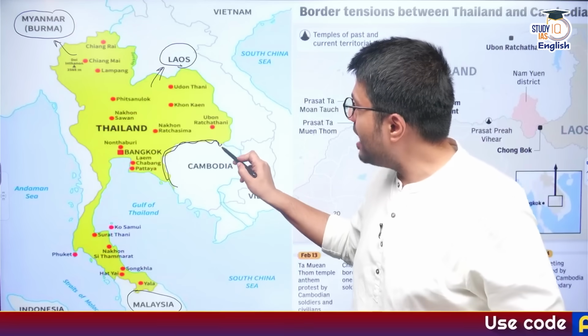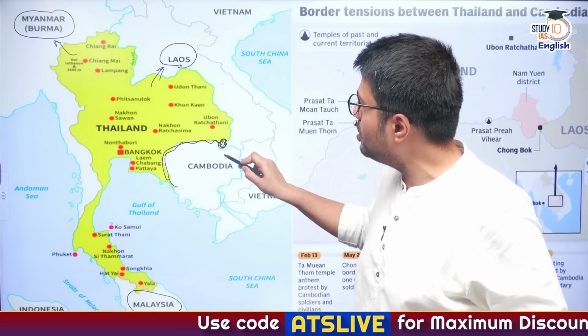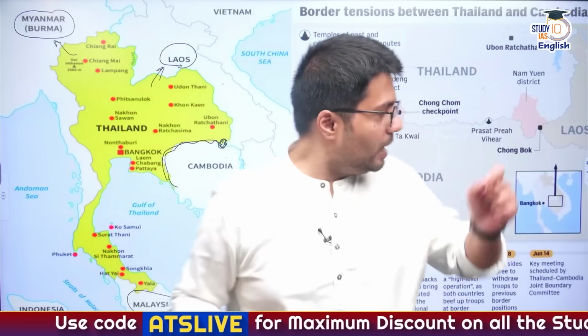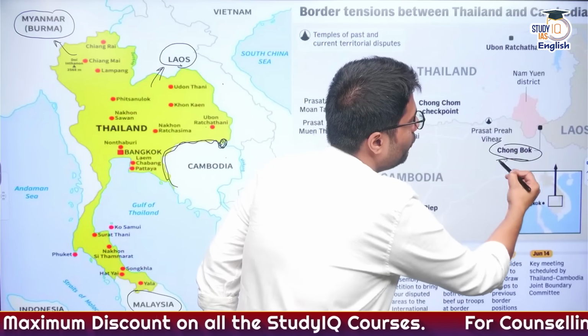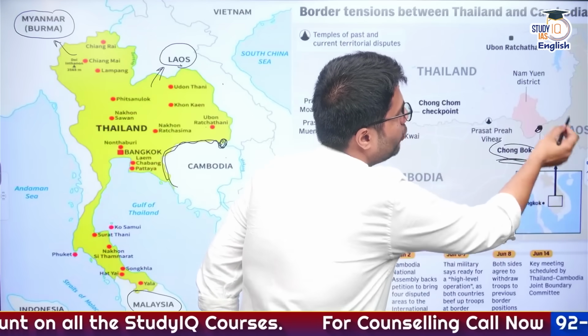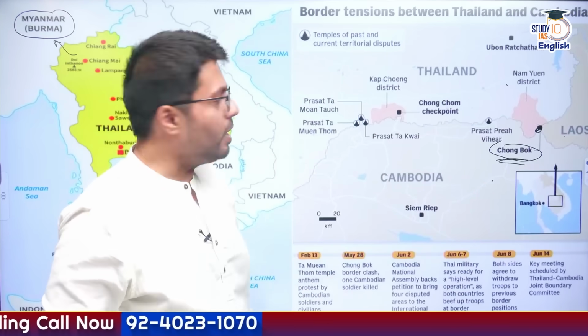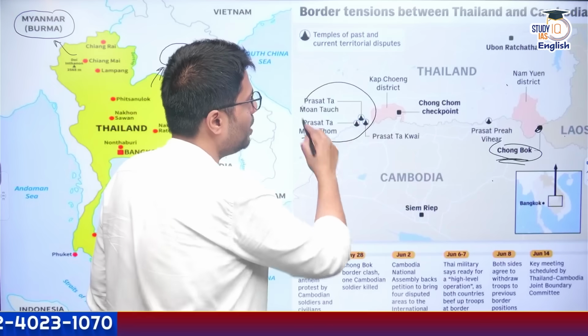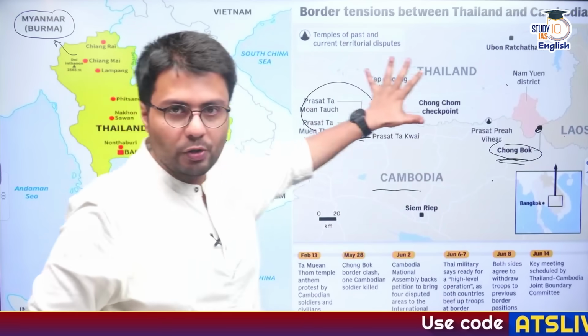And this flashpoint that happened recently happened at the tri-junction of the Laos, Cambodia and Thailand border. So let us look at this map. This recent controversy happened in the region of Chong Bok, very close to the tri-junction of Laos, Thailand and Cambodia. And the previous flashpoints that have occurred between these two countries have happened in this particular region, also on the border of Cambodia and Thailand. So we'll discuss this also, right?